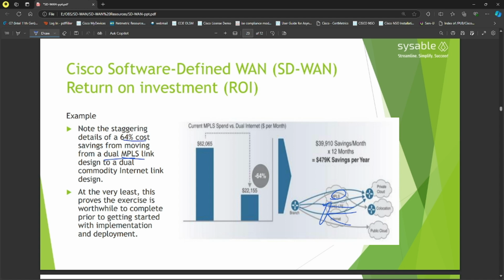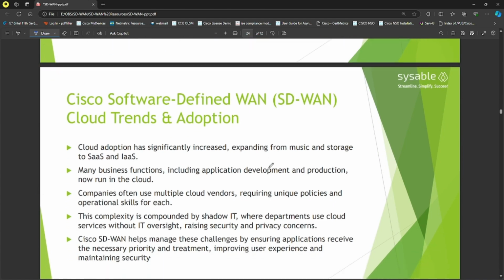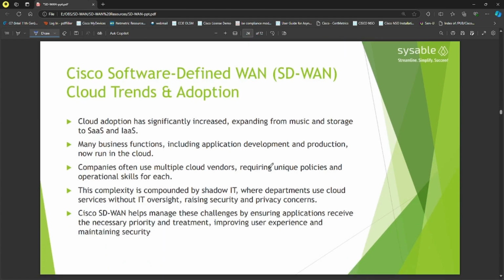Here you can see that on a yearly basis you're saving a lot of money, almost 64%. If you just move from MPLS, cut the bandwidth of the MPLS and increase it on your normal internet, that will cut the cost by almost 50%. That will make a lot of change if you move from MPLS to business internet. So at the very least, this proves the exercise is worthwhile to complete prior to getting started with implementation and deployment. That should give you a reason to calculate it and move to Cisco SD-WAN.